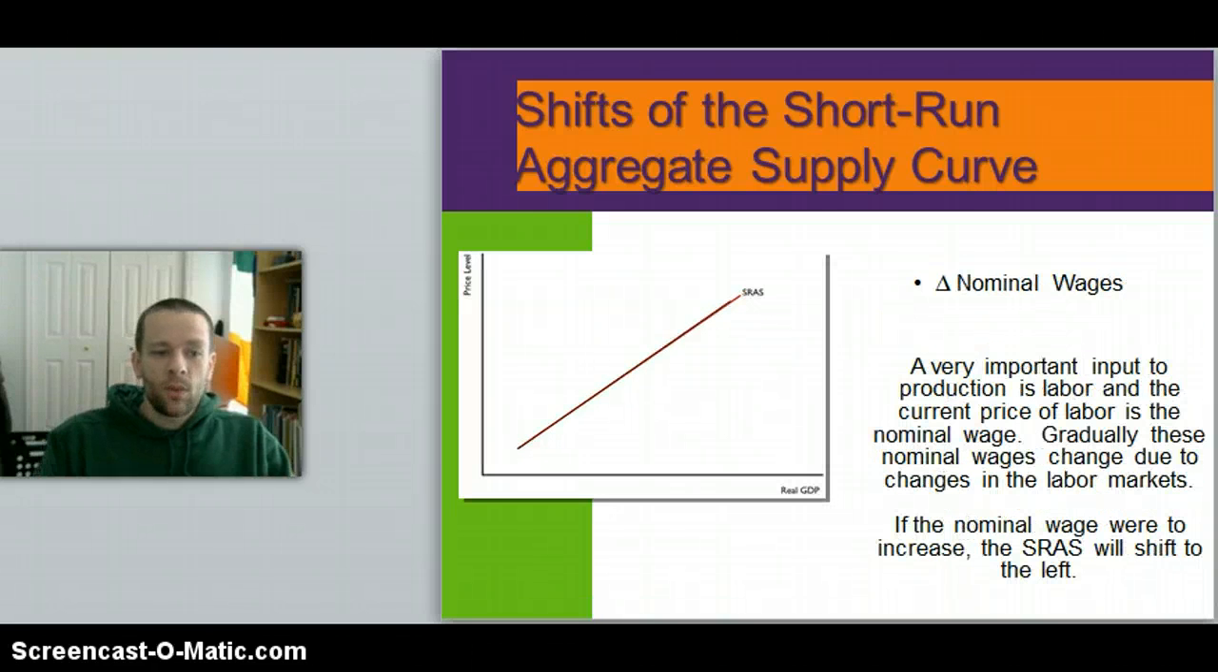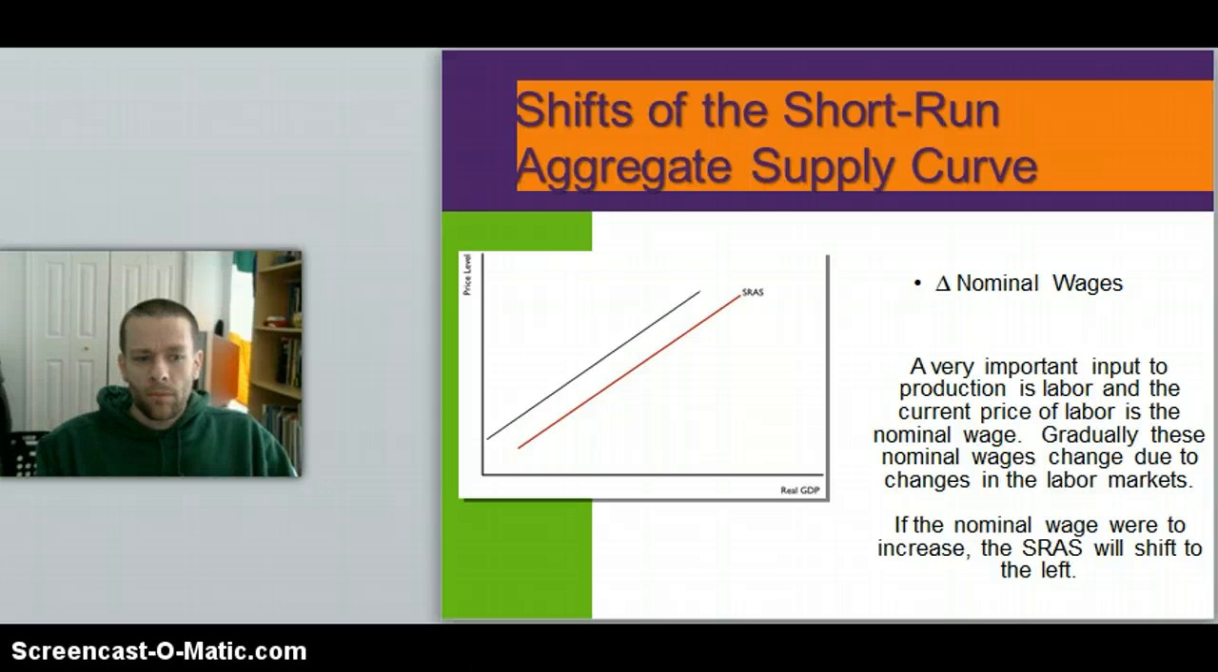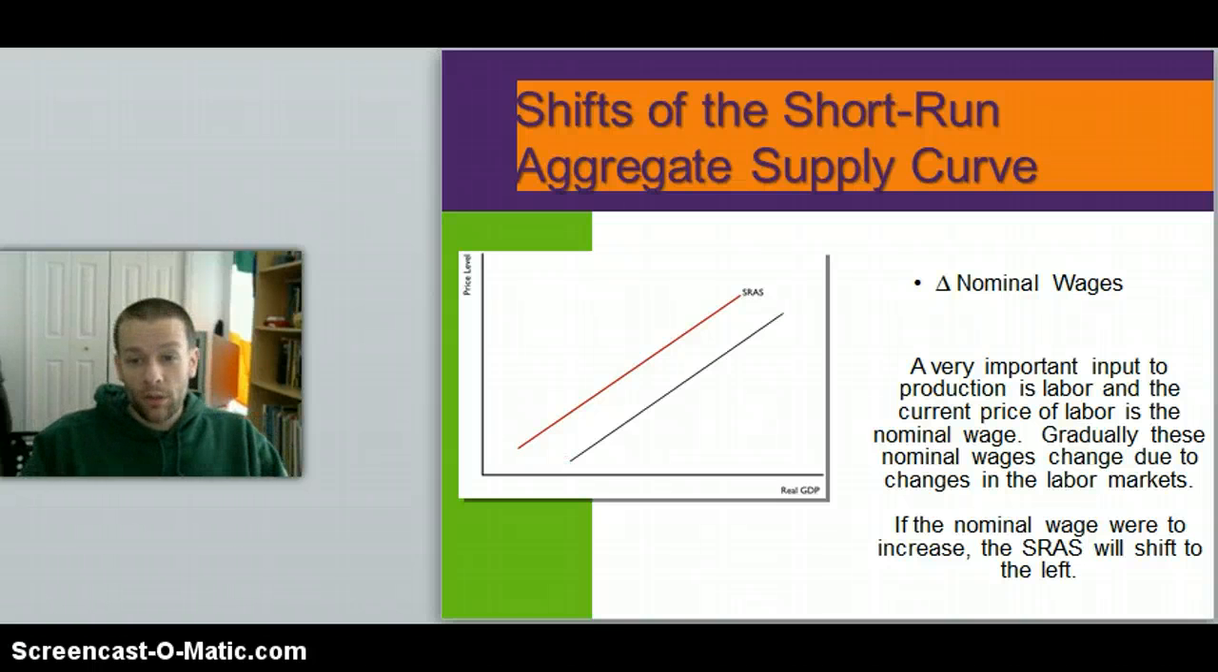A similar thing happens with nominal wages. Again, a very important input in production is labor, and the current price of labor is the nominal wage. If wages increase, it's the same thing that we saw with commodity prices. It's going to shift the short run aggregate supply curve to the left. Anytime we make it more expensive to produce a good or a service, the curve will shift to the left. Now, if wages fall, like they are now, it becomes relatively cheaper to produce, and the short run aggregate supply curve would shift to the right. But if we talk about increasing production costs, it's always going to shift to the left.